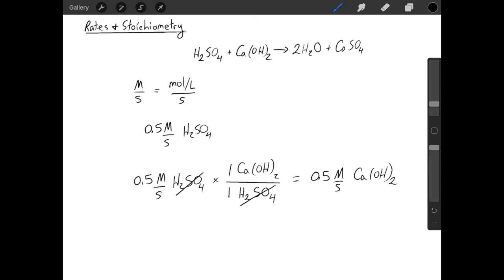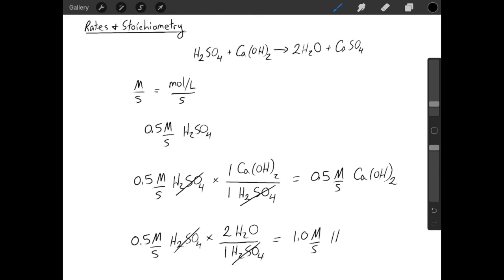And the same thing is going to be true for connecting reactants to products. So we can work out the rate of formation of water. And we find that water is being formed at a rate of 1 molar per second.